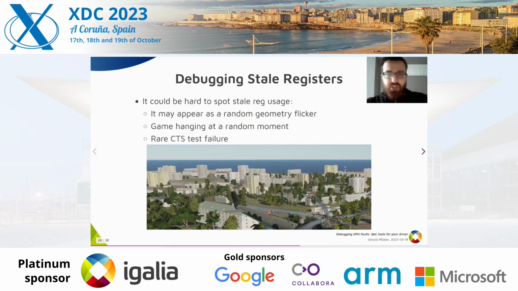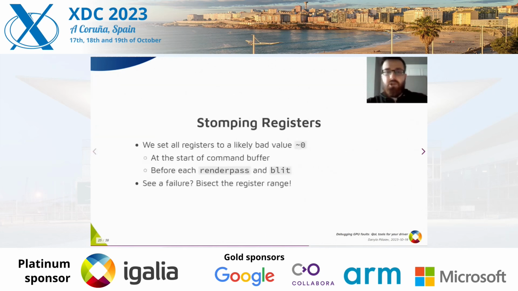The solution is to write invalid values to all known registers at every possible point, and hope that if such an invalid value is used, there would be a visible effect like corruption or even a GPU fault. In our case, stomping registers at the start of command buffer, before each render pass and blit, proved to be good enough. If a failure is found, it's easy to bisect for the offending register. It is far from a silver bullet.